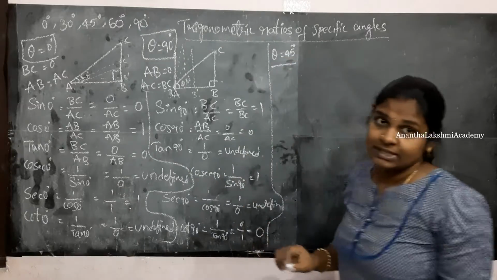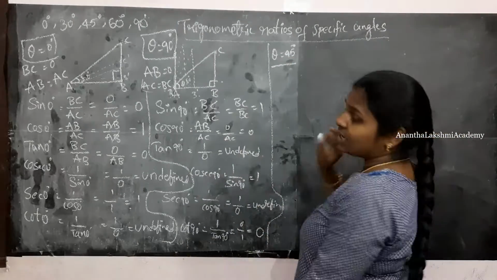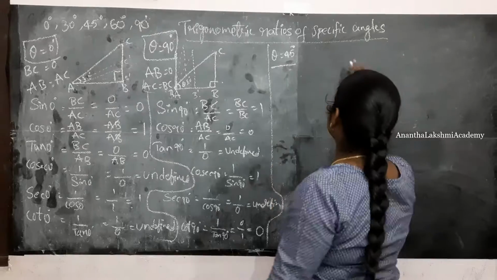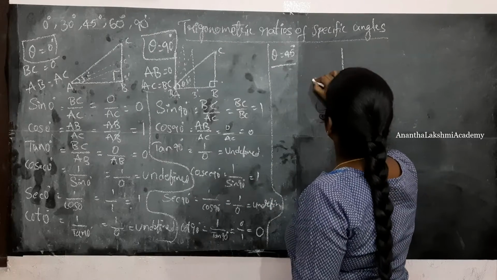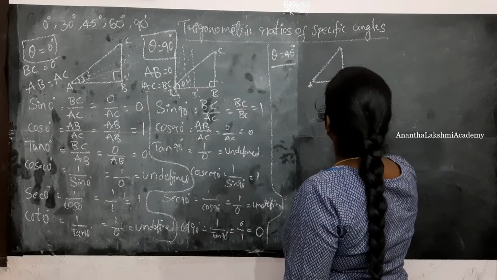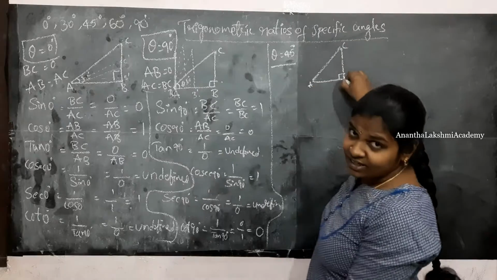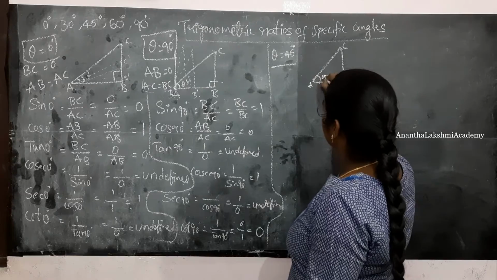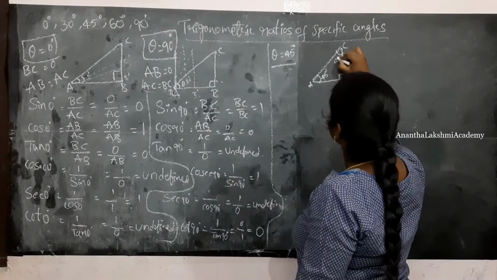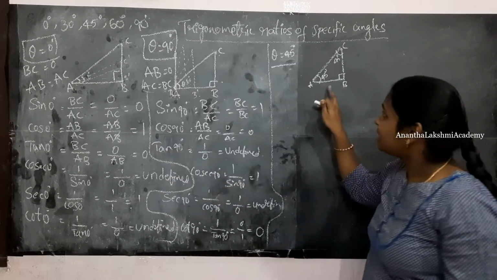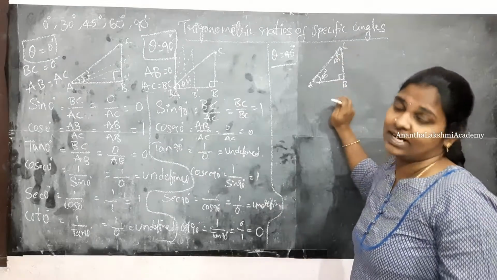Alright, so let's discuss when theta is equal to 45 degrees. What happens when theta is equal to 45 degrees? We are already considering a right angle triangle A, B, C. This is already 90 degrees. Now this becomes 45 degrees. What happens to the other one? It also becomes 45 degrees. So this is nothing but a right angled isosceles triangle.